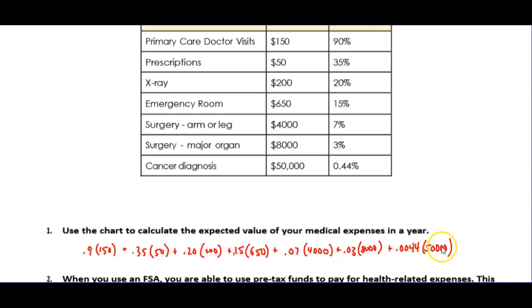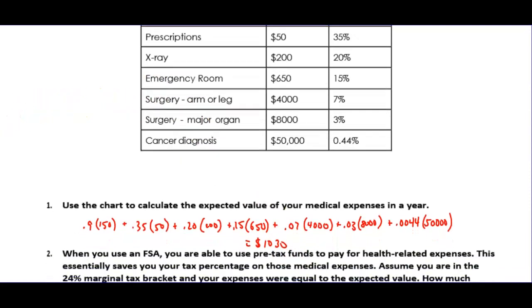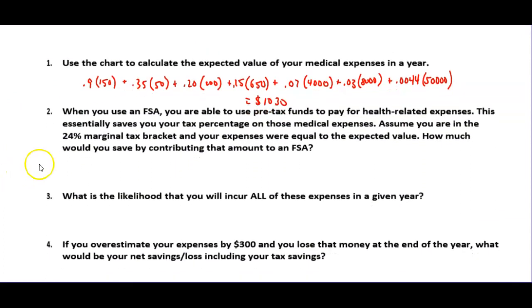Okay, so all of that, put it into your calculator. What you should get is about $1,030. So that would be the average amount of medical expenses you would expect to incur in a year, given these likelihoods. So when you use an FSA, you can use pre-tax funds, which means you pay into the account before your taxes come out. So it ends up saving you on taxes. That's what basically happens here.